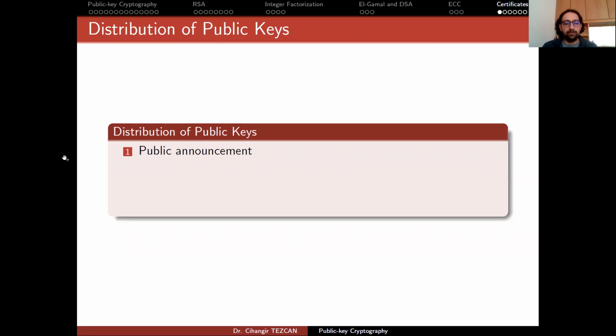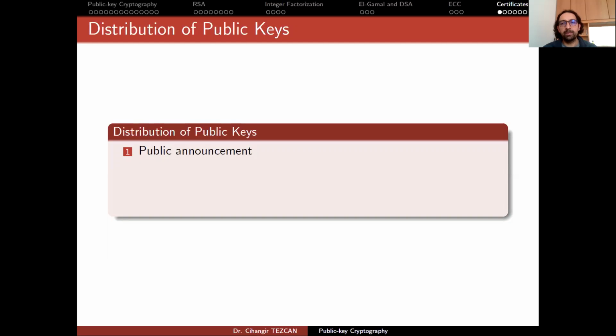Now it is time to conclude our discussion of public key cryptography and actually conclude this course. So, the final topic that we are going to talk about is certificates and why we are using them. And then we will maybe briefly mention the current status of public key cryptography and how quantum computers can affect this area. So let's talk about certificates.